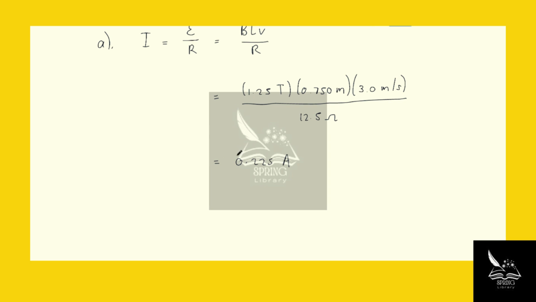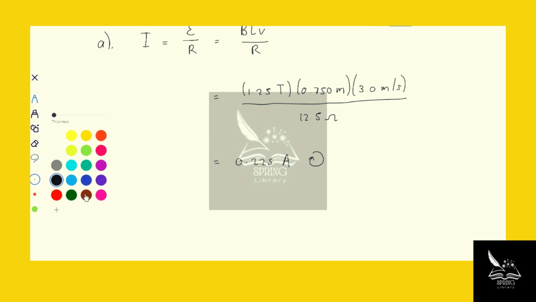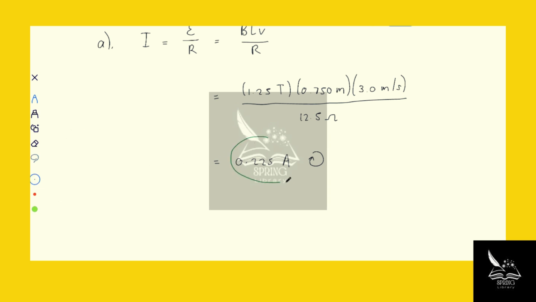Now, the magnetic field through the loop is directed out of the page, and it's increasing. So the magnetic field of the induced current is into the page, inside the loop, and so the induced current is clockwise. So we have the magnitude and direction of the induced current when the circuit is going into the magnetic field.